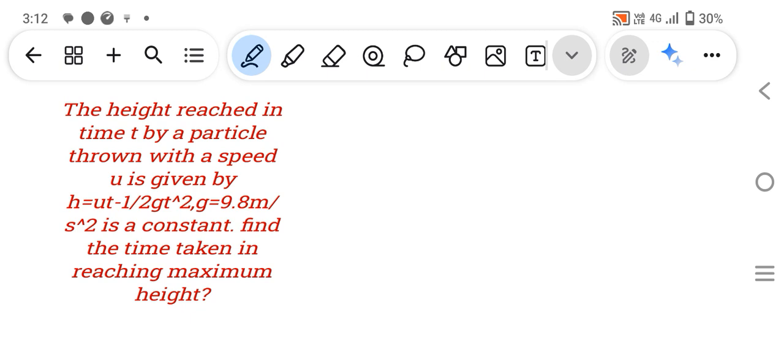Here is a problem. The height reached in time t by a particle thrown with a speed u is given by h is equal to ut minus half gt square. g is 9.8 meter per second square, a constant. Find the time taken in reaching maximum height. We have to find the time in reaching maximum height.